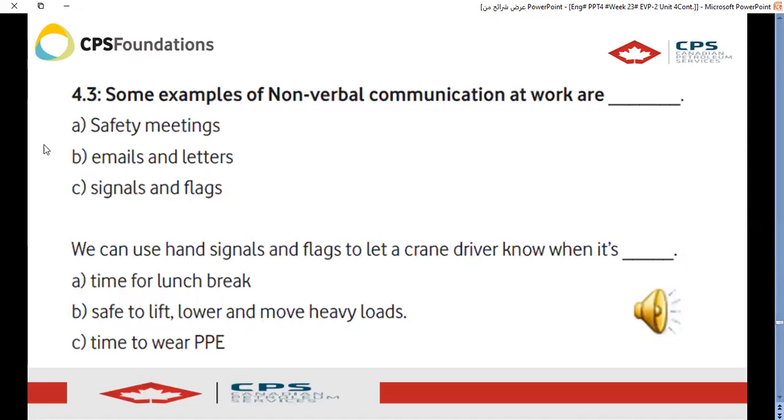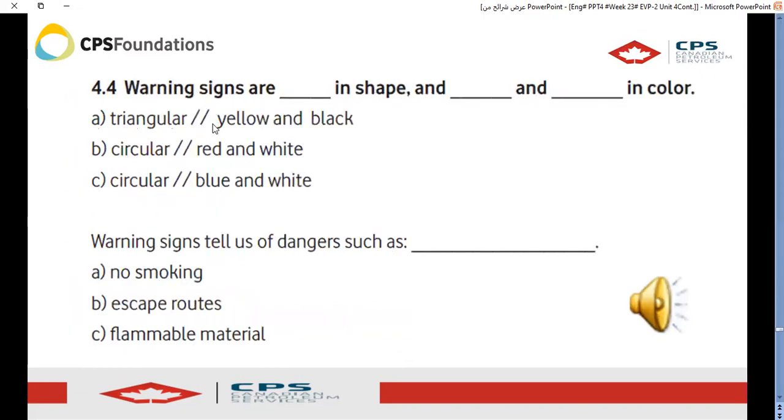Okay, so is it clear? Some examples of nonverbal communication at work are signals and flags. They don't speak, they don't write something, they only tell a message. Okay, we can use hand signals and flags to let a crane driver know when it is safe to lift, lower, and move heavy load.